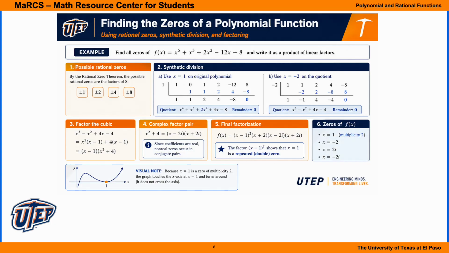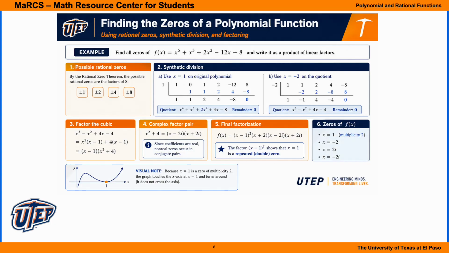And since the coefficients are real, the non-real zeros occur in conjugate pairs. So that means that our final factorization is f of x is equal to x minus 1 squared times x plus 2 times x minus 2i times x plus 2i. So the factor x minus 1 squared shows that x is equal to 1 is a repeated double zero.